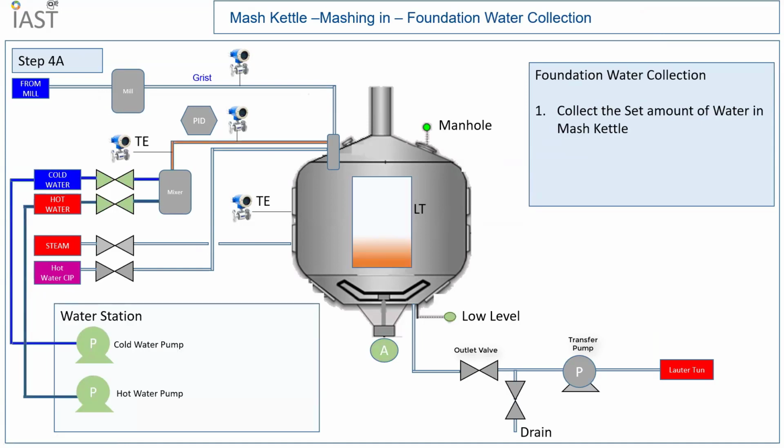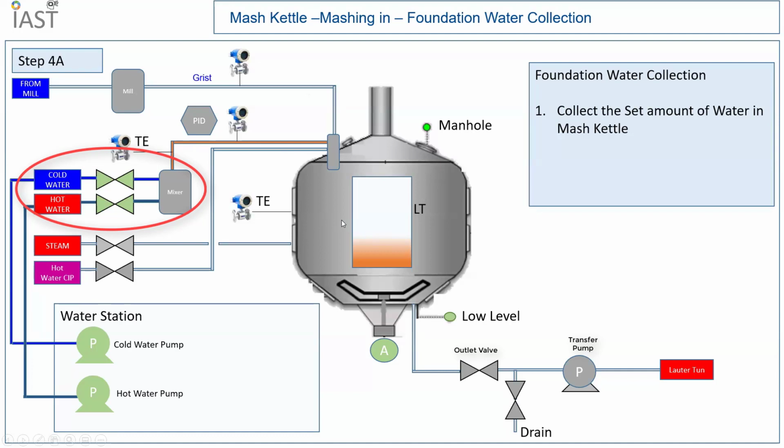Moving to the next step, step 4, which is about the mashing in. The first stage in the mashing is the water collection. You can see there are two control valves, one for cold water and one for hot water, which is taken through the mixer where it is mixed, and the required temperature is tuned through the PID controller, and the required heated amount of water is taken in the vessel.